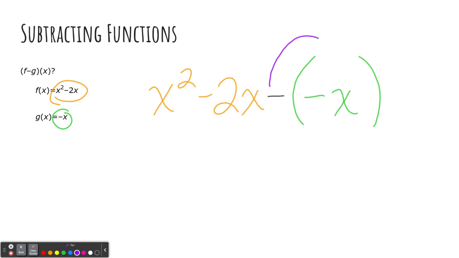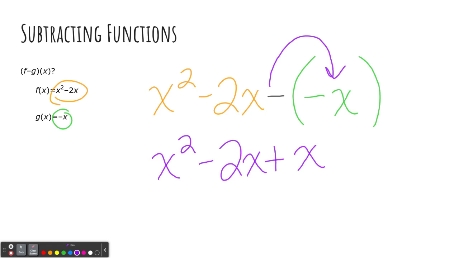I'm going to start by distributing this negative in. So that would get us x squared minus 2x plus x, because a negative times a negative is a positive. And from here, I can combine my like terms. I have minus 2x and plus x. Minus 2x plus x is minus 1x, and I'm going to bring down the x squared. So f minus g of x is x squared minus 1x.